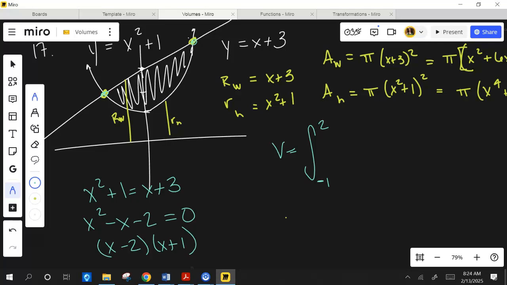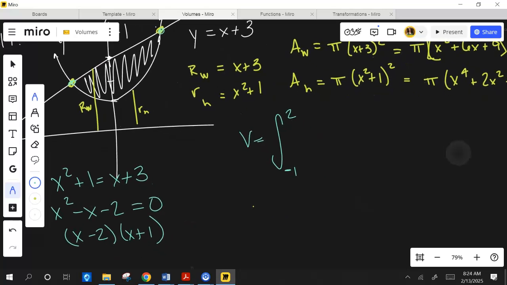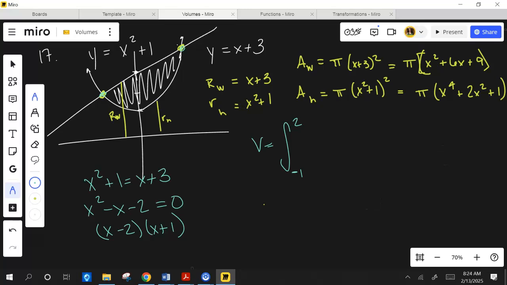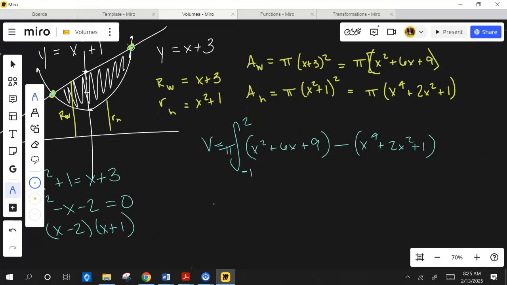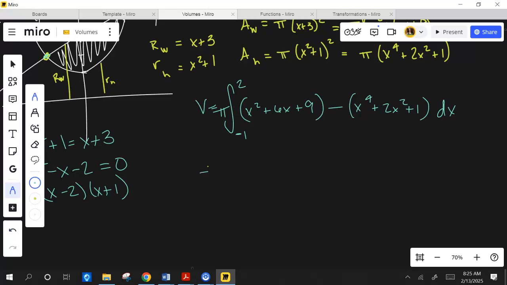All right, and then I do which one minus which one, Noah? What do you think? Whole minus whole or whole minus whole? Whole minus whole. So I put the pi on the outside, and I do x squared plus 6x plus 9 minus x to the 4th plus x squared plus 1, dx. And this is a polynomial, so it looks a lot worse than it is. It's just a little bit involved.